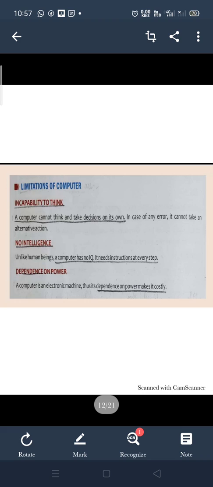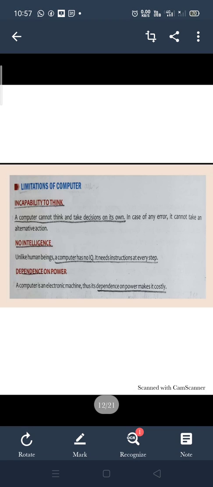computer which pull it back a little. That is, it is incapable to think. That is, it cannot think on its own, it cannot take decisions on its own. If any error is occurring in the computer, it cannot take an alternative action, that if this error is happening, then it can think and give its own solution to the problem. No, it cannot do that. So that is a limitation.